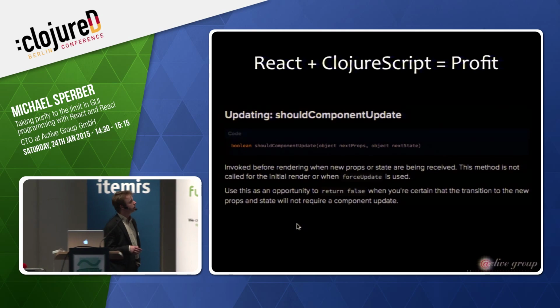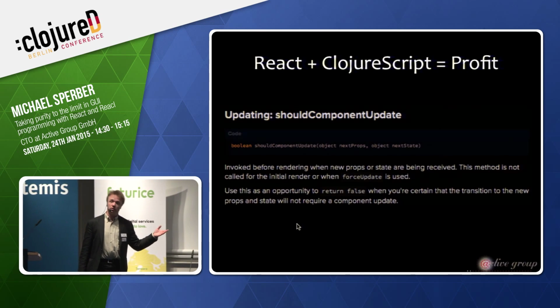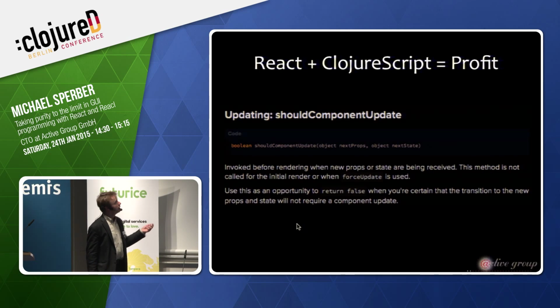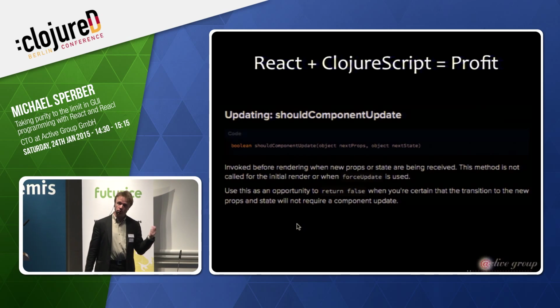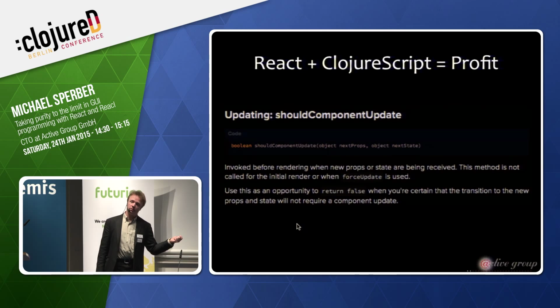On the other hand, you can get additional benefits by using ClojureScript together with React. For example, you can override a method called shouldComponentUpdate. And shouldComponentUpdate is responsible for telling React whether something has changed. And usually React doesn't know, and so it will always assume that something may have changed. It will re-render the DOM. It will compare it with the DOM in the browser.